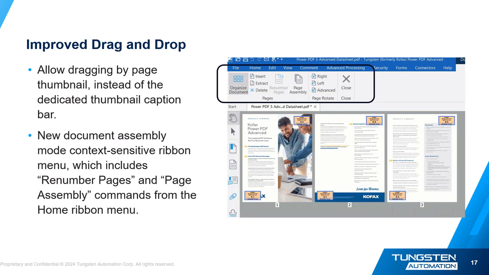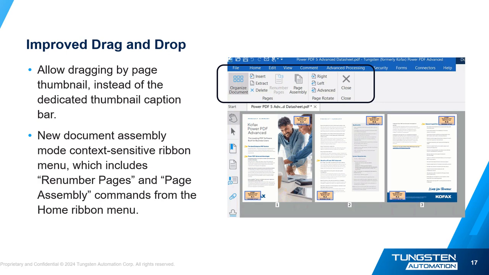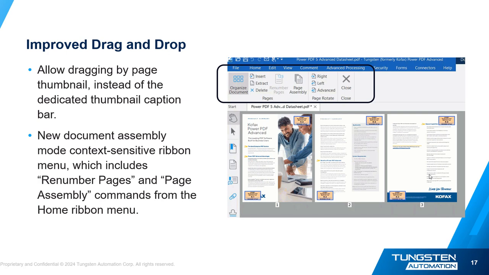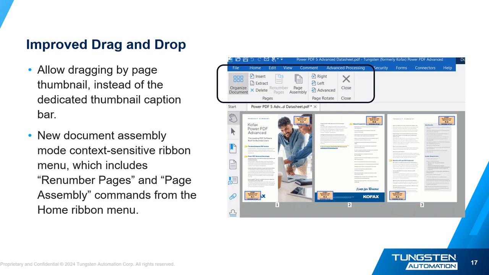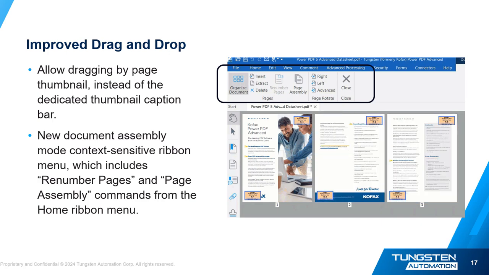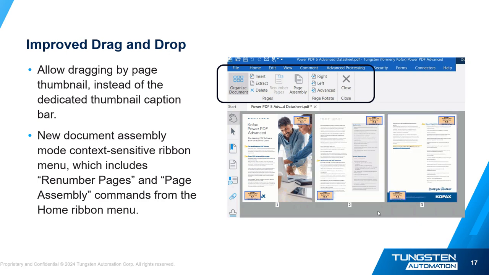There is also a new contextual submenu in document assembly, which brings all these features into a single submenu interface for ease of use. Users can easily add more pages into the file using page assembly, and finally renumber the pages to get correct page numbers on the finalized document.